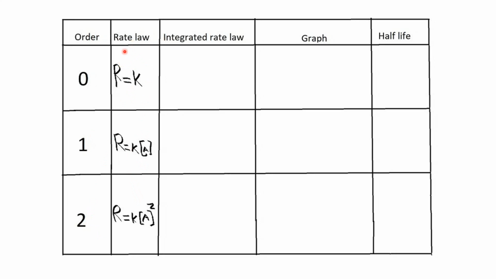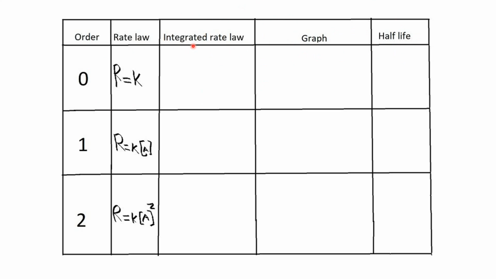So the rate law for order 0 is r is equal to k, the rate law for order 1 is r is equal to k[A], and the rate law for order 2 is r is equal to k[A]². Now, the main focus of this video will be solving for the integrated rate law, plotting the graph with the expression we got for the integrated rate law, and finding the half-life also using the integrated rate law that we got.